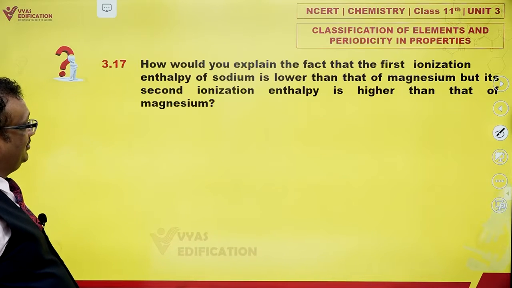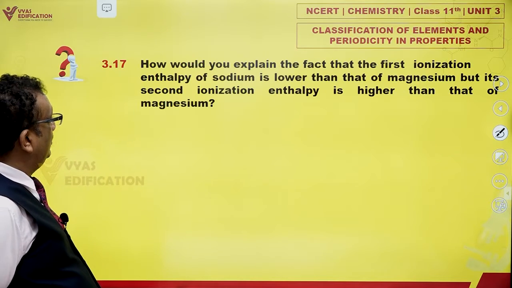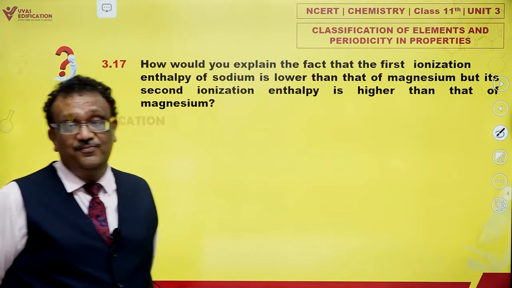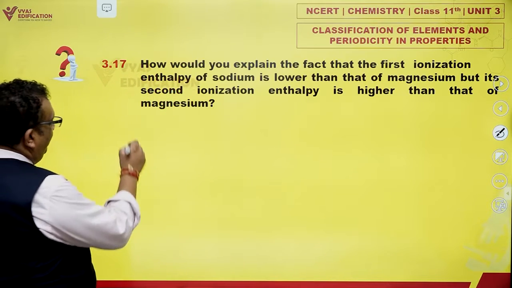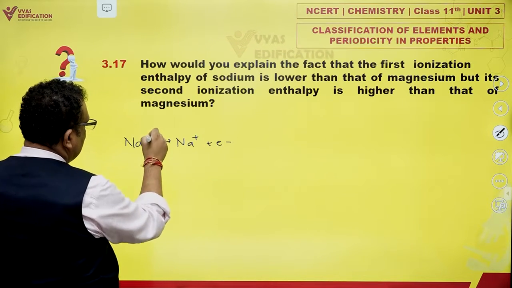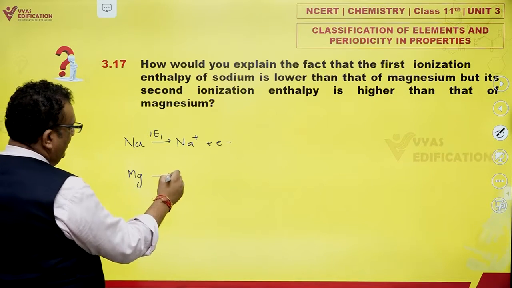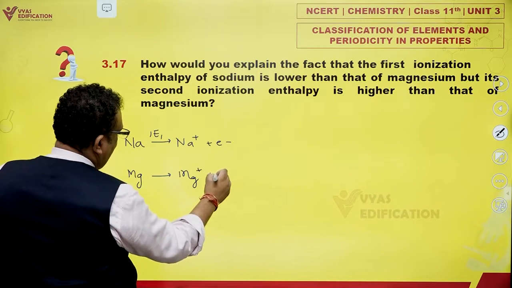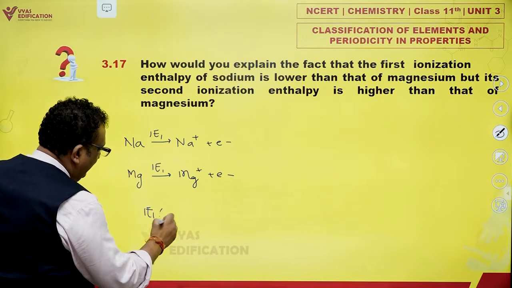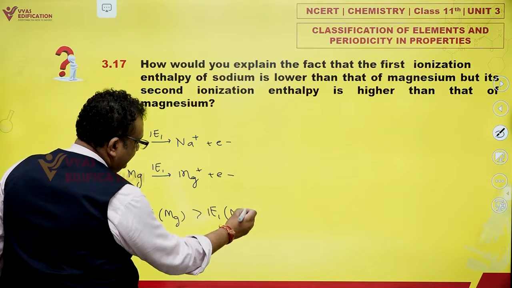How do you explain the fact that the first ionization enthalpy of sodium is lower than that of magnesium, but its second ionization energy is higher than that of magnesium? Okay. Now, if I make Na to Na plus, this is IE1, and Mg to Mg plus electron, this is IE1 for magnesium. Now, IE1 for magnesium is higher than IE1 of sodium.